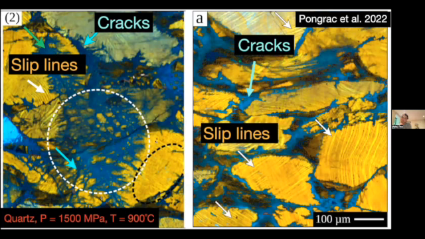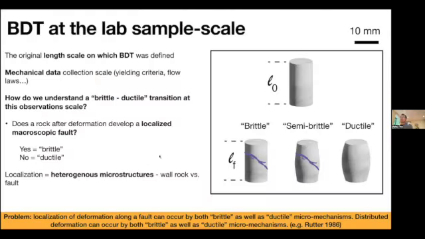And those are cathodoluminescence images where the cracks beautifully pop up as blue, and the slip lines and crystal plastic features in the quartz grains appear with these kind of brightish yellow colors. So we can see that a similar process is also occurring at much higher pressures and temperatures in quartz and helps to accommodate strain. So let's start now at the lab sample scale, or we worked our way to the lab sample scale.